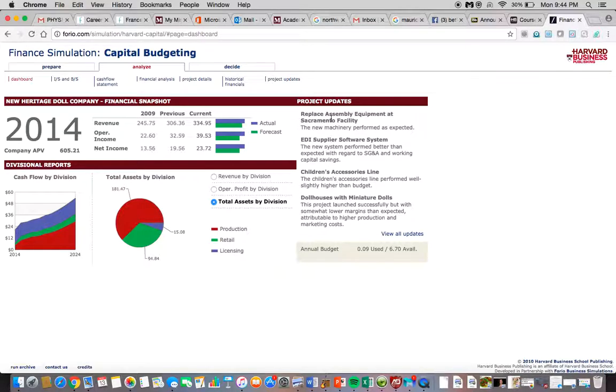Over here on the right of the screen, you have the project updates. As you can see here at the top, we have the first being replace assembly equipment at Sacramento facility. The new machinery performed as expected. Then we have the EDI supplier software system, which performed better than expected with regard to SG&A and working capital savings.